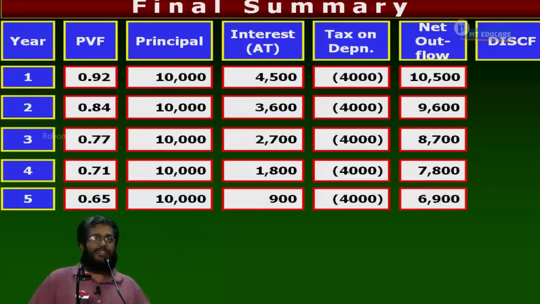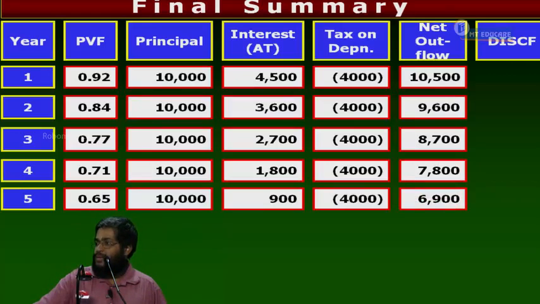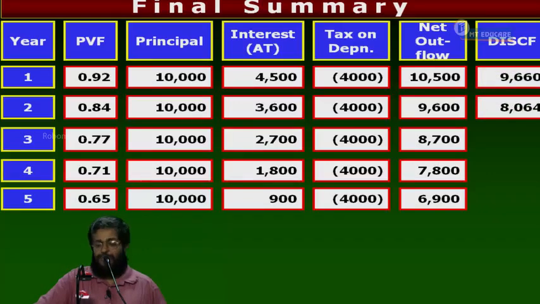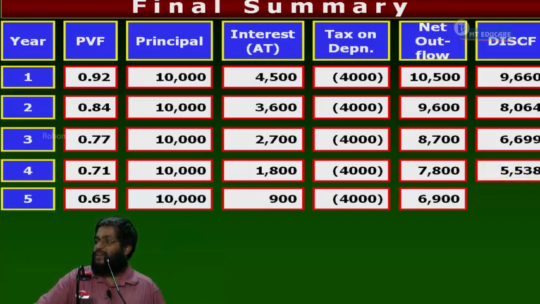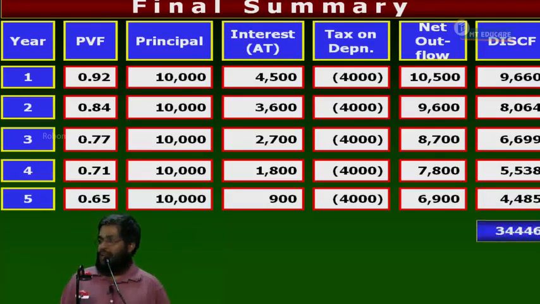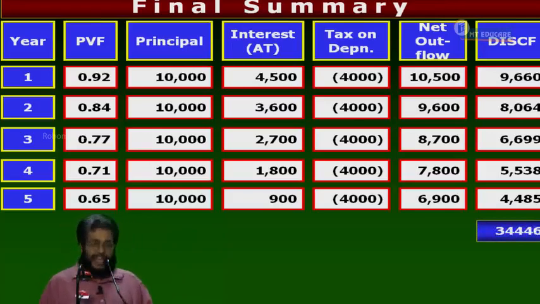Now, discounted cash flow. 0.92 into 10,500, tell me the number. 9,660. 0.84 into 9,600 is 8,064. 0.77 into 8,700 is 6,699. 0.71 into 7,800 is 5,538. 0.65 into 6,900 is 4,485. The total is 34,446. Is anything still left out? Yes, one is left out here.